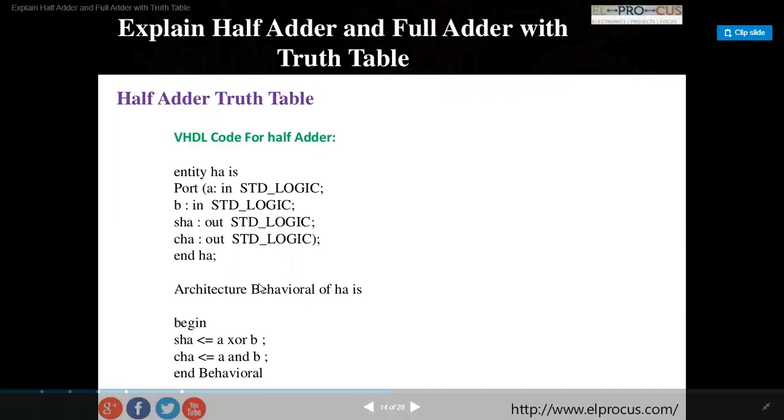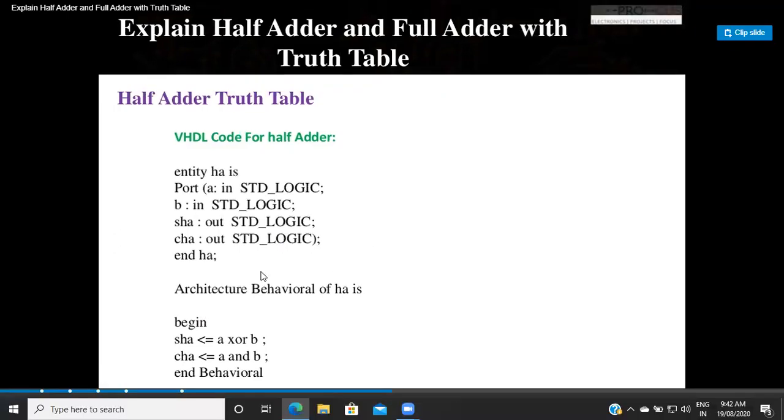Defining that architecture, we give the name behavioral to the architecture. The name of this architecture is behavioral of, and after this 'of' comes the entity name, which is half adder. So here: architecture behavioral of half adder is. The next one is begin, where we start the process of how it can be executed.